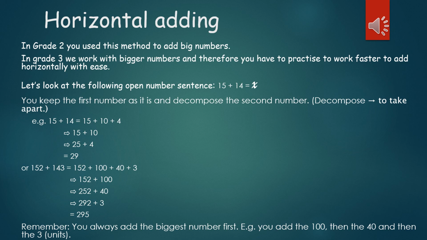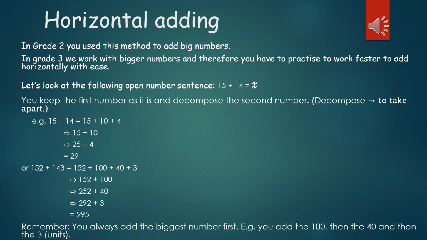Horizontal adding. In grade 2 you used this method to add big numbers. In grade 3 we work with bigger numbers, and therefore you have to practice to work faster, to add horizontally with ease. Let's look at the following open number sentence. 15 plus 14 equals x. Remember, x is the unknown.